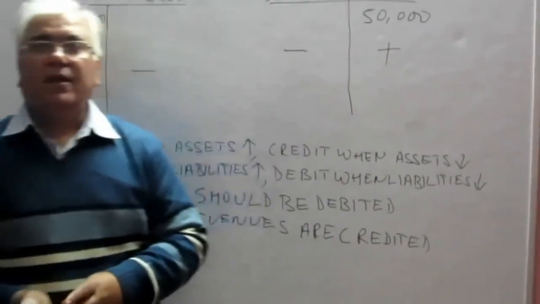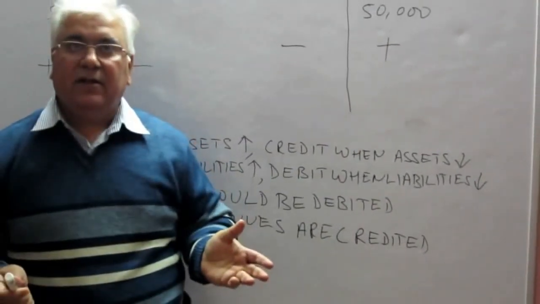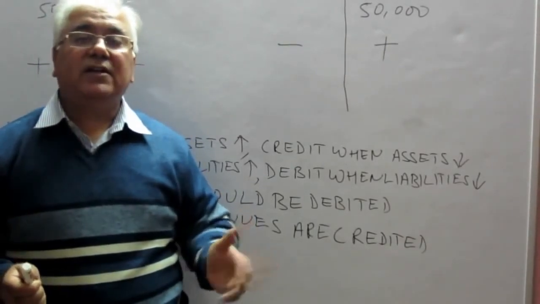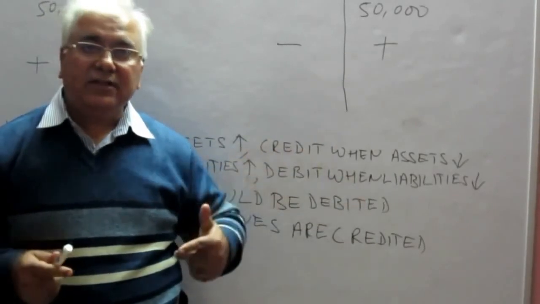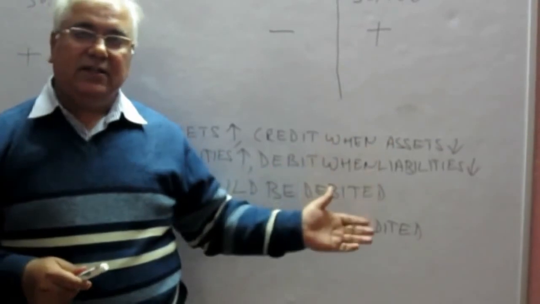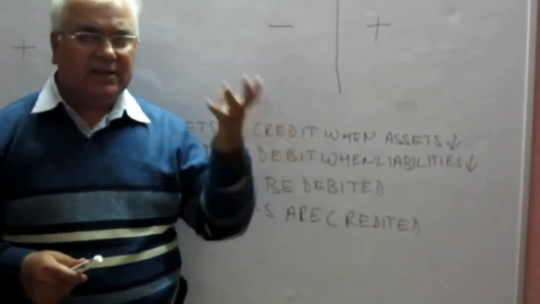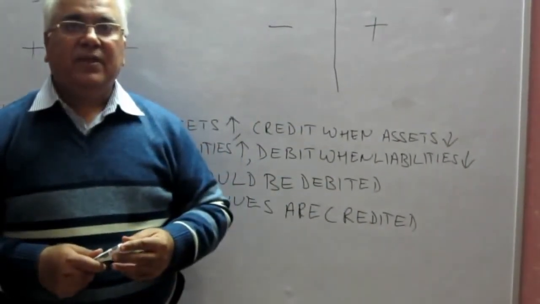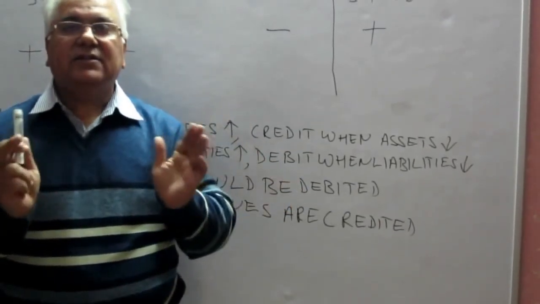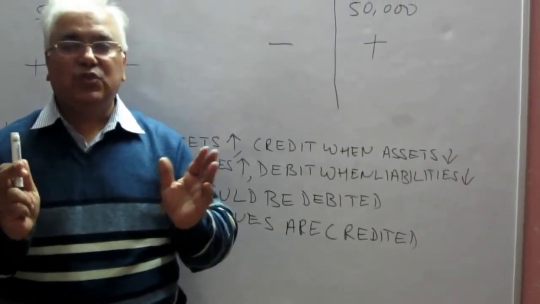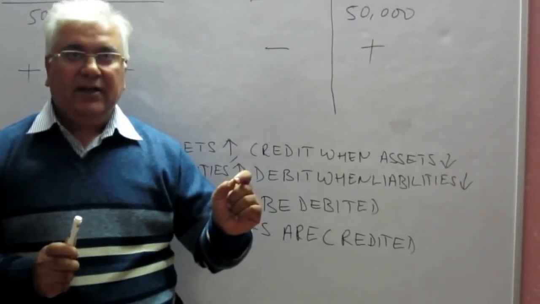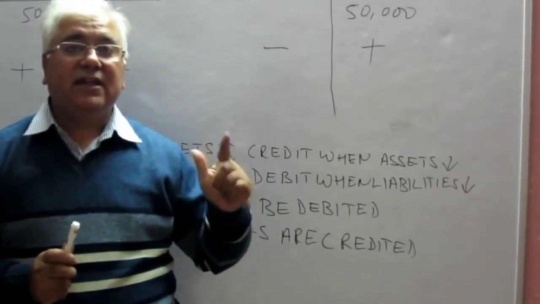For example, if you earn rent, what will you do? You will credit the rent account. If you earn discount, you will credit the discount account. So I think this rule is quite clear. Let us take an example. If you receive rupees 5,000 as rent, if we analyze this transaction, it contains two aspects. One, cash is increasing by 5,000. So when assets increase, they are debited.